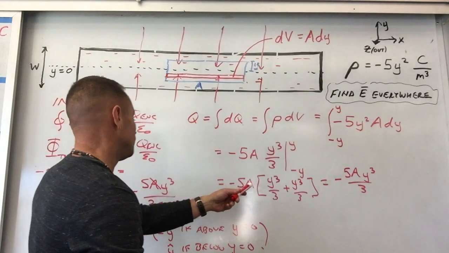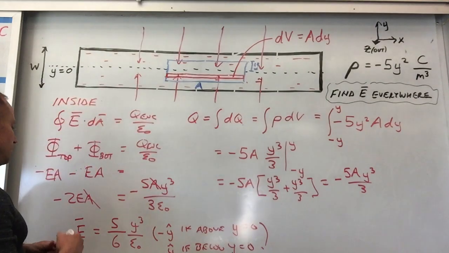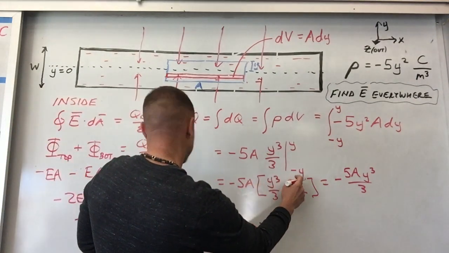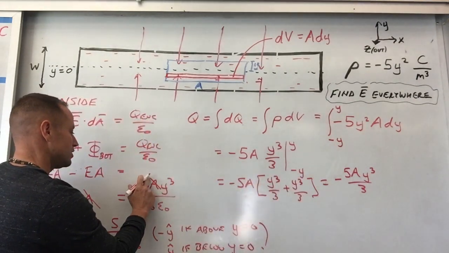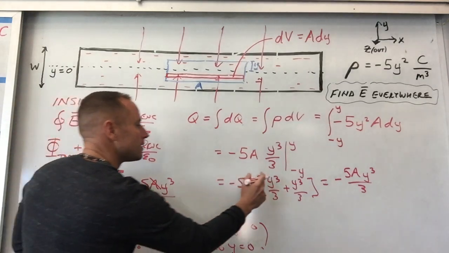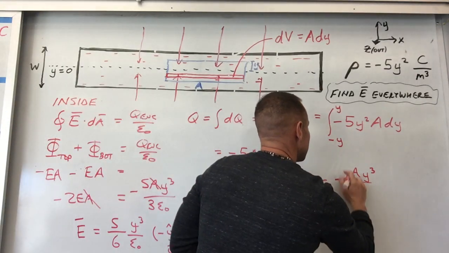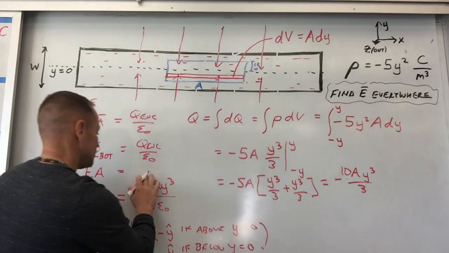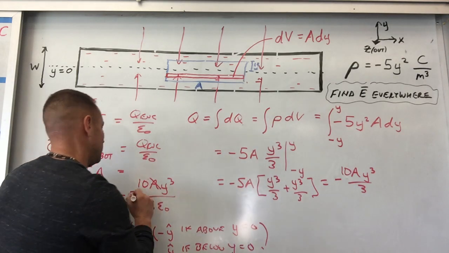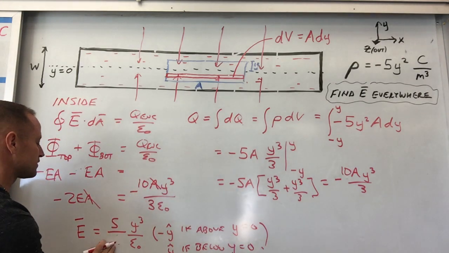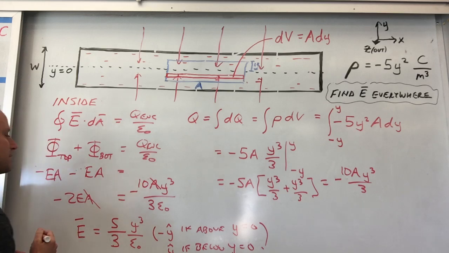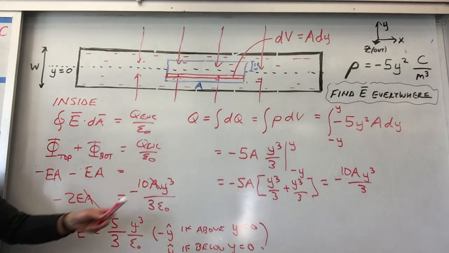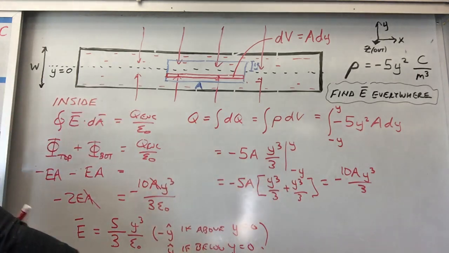Did I forget a 2? I did. I forgot a 2. y cubed over 3 plus y cubed over 3. This should be a 10, and then this should be a 10. And so then what that makes this is 5/3. So I almost messed that up. So 5/3. So check that. Be careful. I did make a mistake there. Now it's fixed. 5/3 y cubed over epsilon naught.